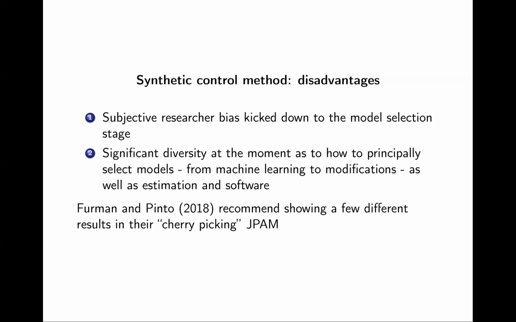And there is significant diversity at the moment as to how to principally select models. People have suggested machine learning. They have suggested various modifications to the estimator altogether, as well as different estimation methods in different software. Furman and Pinto have a paper in the Journal of Policy Analysis and Management, and they recommend showing a few different results. Show your results using a few conventional strategies for picking your covariates. And once you do that, show how robust your results are to a few of those specifications.